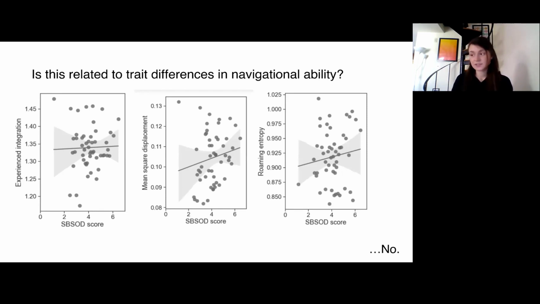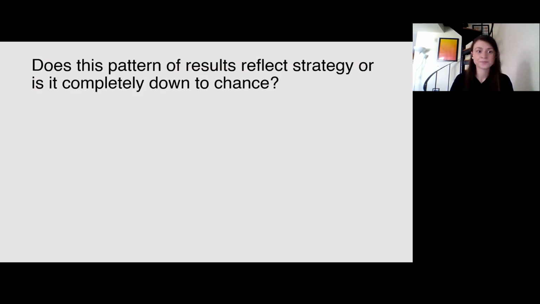Instead, it seems that as long as you pick up on the structure of the environment and you happen to end up in a place that's beneficial to building up that sort of cognitive map, you will be able to build a better cognitive map. So that was quite interesting, and it suggests that the way the environment is structured might be driving maps more strongly than these self-report trait abilities.